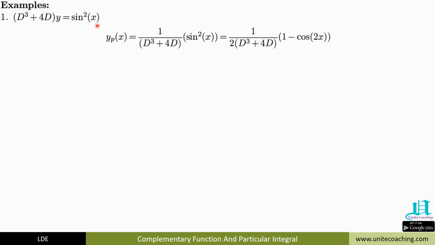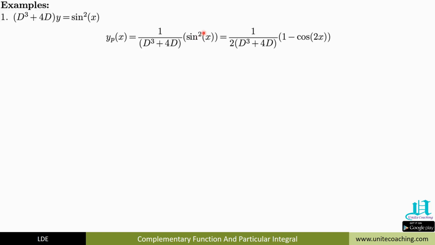For the first example we have D cubed plus 4D y is equal to sine squared x, right? So this polynomial is applied on y and we will get sine squared x. So yp of x will be 1 upon D cubed plus 4D sine squared x. For this case we need to first convert this sine squared x into a general first-degree trigonometric function, since this is a square of the trigonometric function.